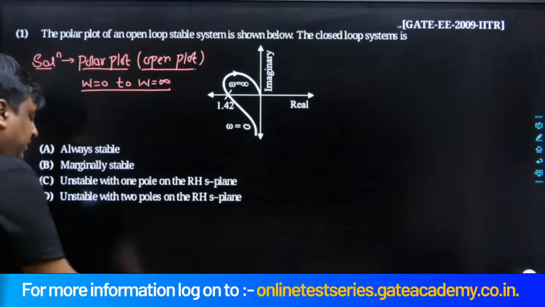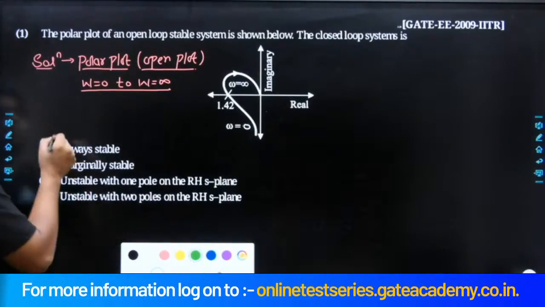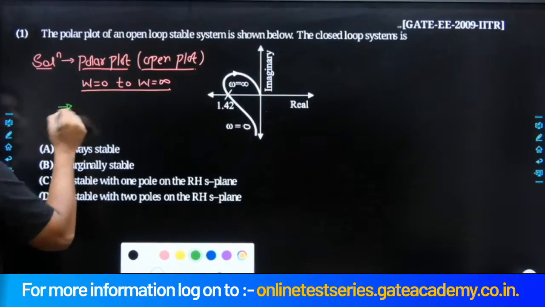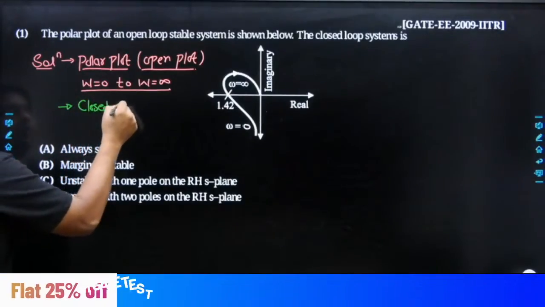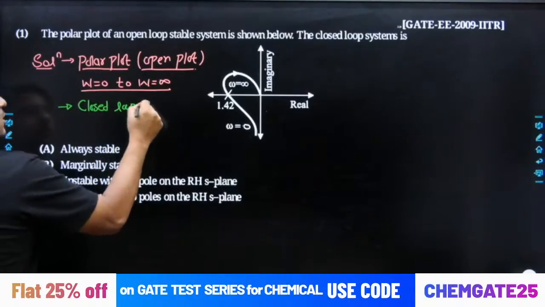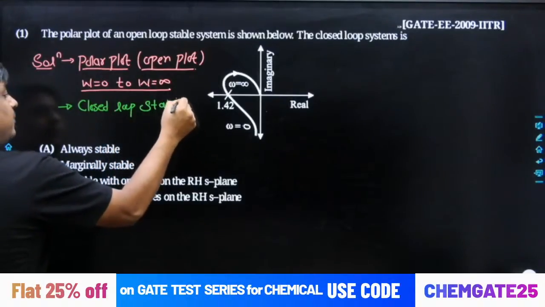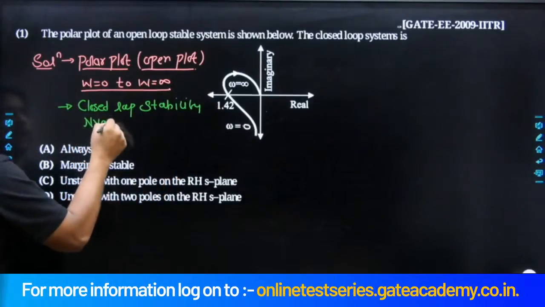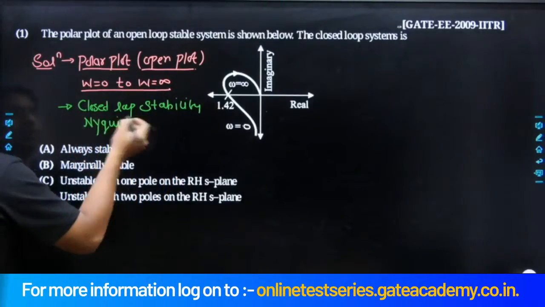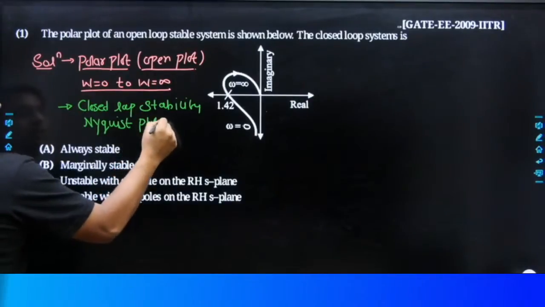So what I am saying, specifically in this problem, the next important point should come in our mind. They had been talking about the closed loop stability. So we should have the Nyquist plot in our hand, or I can say it had been the extension of the polar plot, the Nyquist plot in our hand.